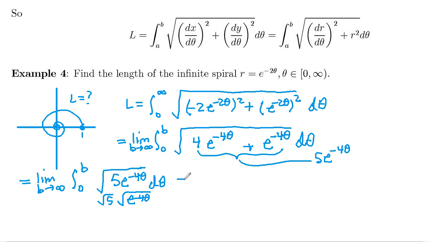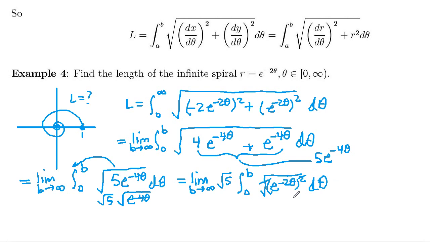So actually what we've got left then is the root 5 we can take outside the integral. So this would be limit b goes to infinity. Got a root 5 outside. And then integral from 0 to b. And then really what this is, square root of e to the negative 4 theta is e to the negative 2 theta squared. So the square and the square root cancel each other. We are just integrating e to the negative 2 theta.